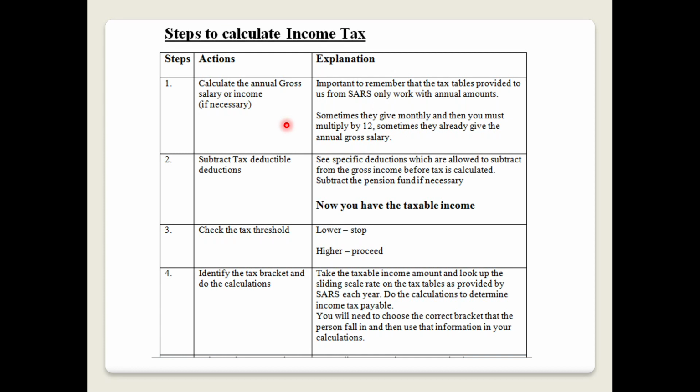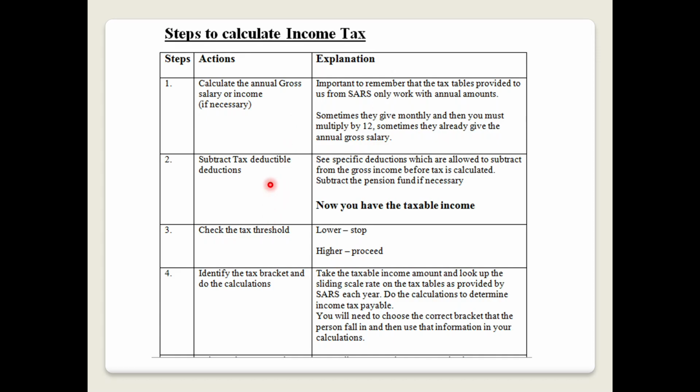It's important to remember that the tax tables provided to you from SARS only work with annual amounts. Sometimes they give the monthly amount, and then you must multiply by 12. And sometimes they already give us the annual gross salary. It's very important that we just read the question.